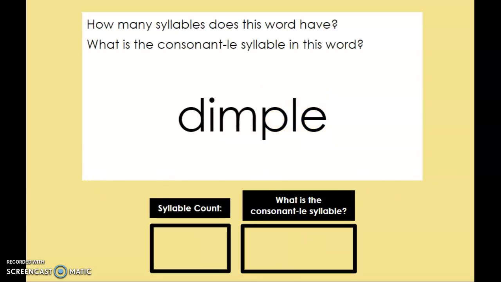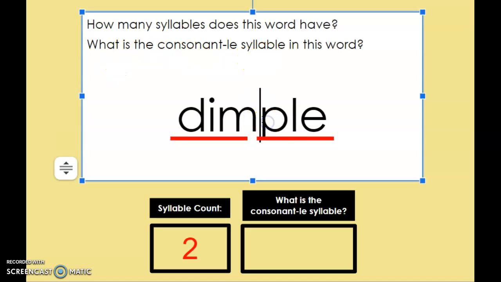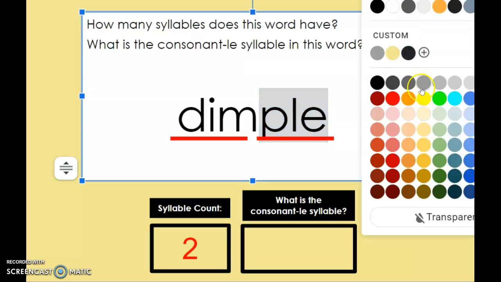Our next example. Dimple. Dimple. 2 syllables or 2 beats. And what is the consonant LE syllable in this word? P is a consonant followed by an LE.